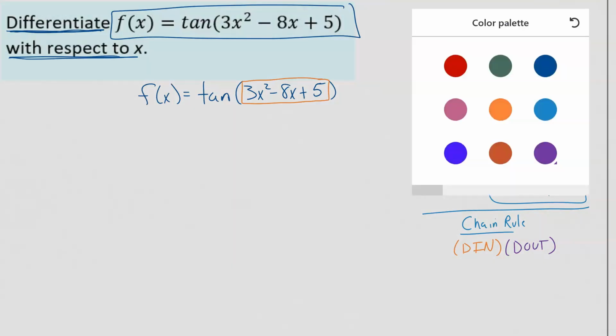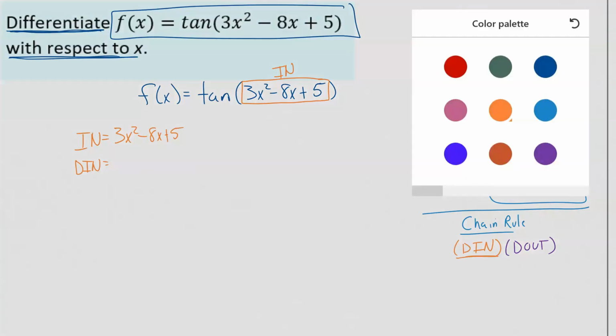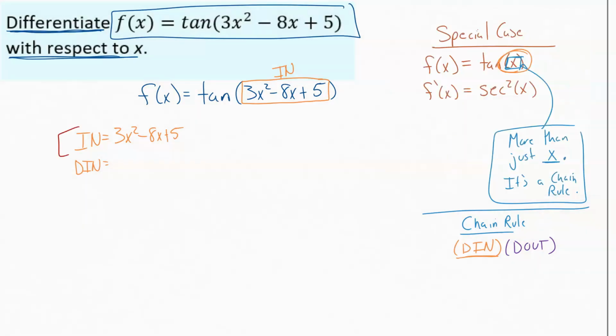So trying to find our pieces right now, I need to identify my in piece. Well, whatever replaced that basic x in your standard trig function here, that's always going to be your inside piece. So when I look to solve this, I need to find the derivative of the in. So I need to find the derivative of 3x squared minus 8x plus 5. As I look at it, when I break this into bite-sized chunks, I'd say, well, now that's just a bunch of stuff being added and subtracted. And so what that tells me is I can now go ahead and apply my power rule.